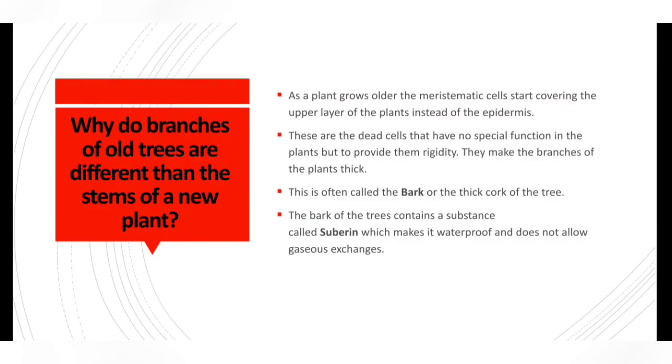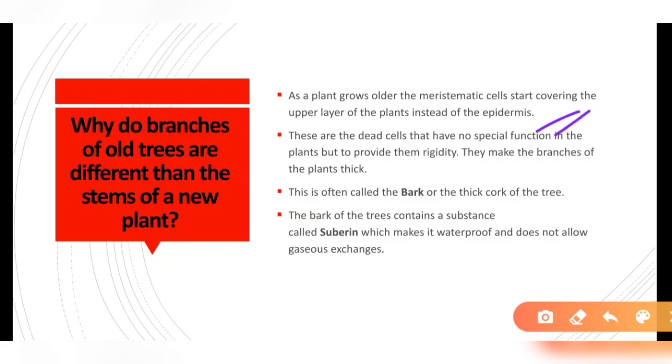Now, why are the branches of old trees different from the stem of a new plant? You can say that they are often called bark or the thick cork of the plant. Cork is also a kind of protective tissue. As the plant grows older, the meristematic tissue starts covering the upper layer of the plant instead of the epidermis, so the epidermis becomes dead at that time. As a result, the secondary lateral meristem is formed, which we call cork.